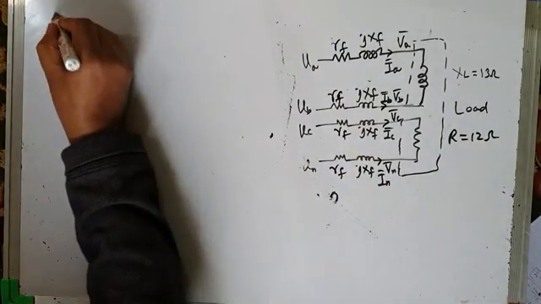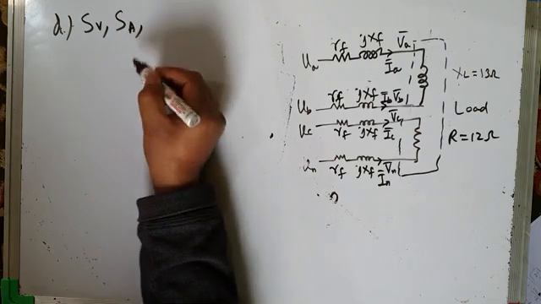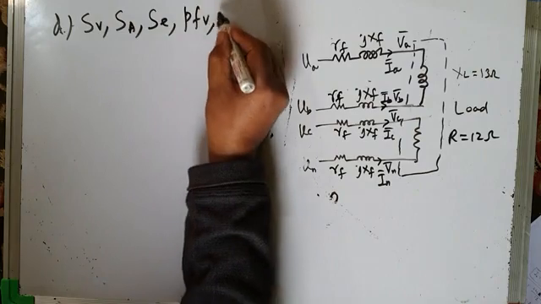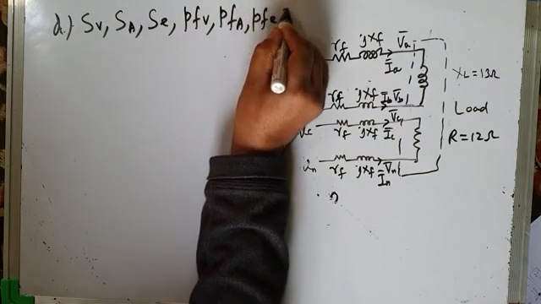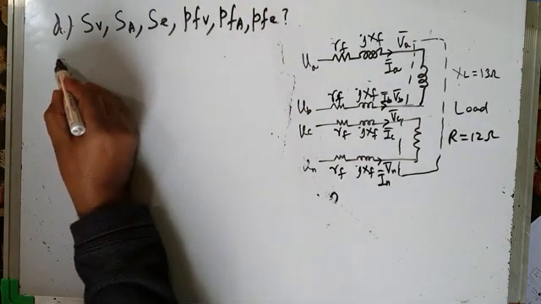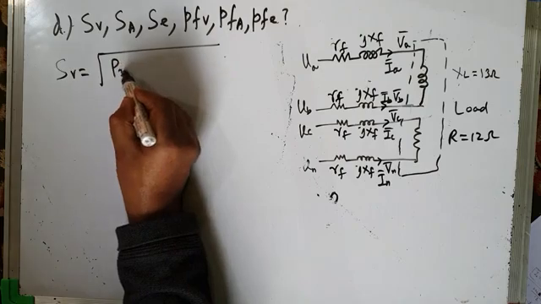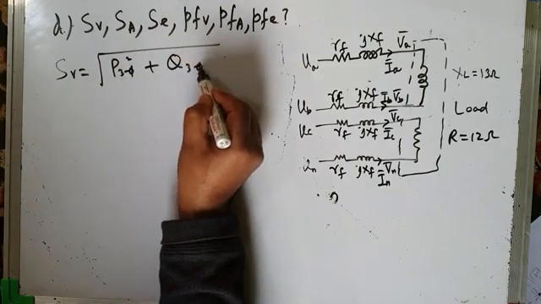Last part, you have to find vector apparent power, arithmetic apparent power, effective apparent power, vector power factor, arithmetic power factor, and effective power factor. You have to find all this. Let us first of all find vector apparent power. Vector apparent power is under root of P square plus Q square.